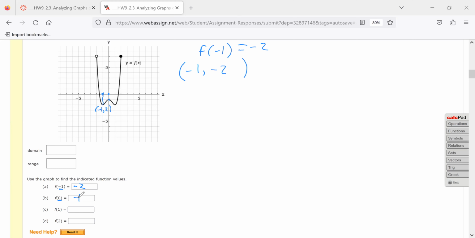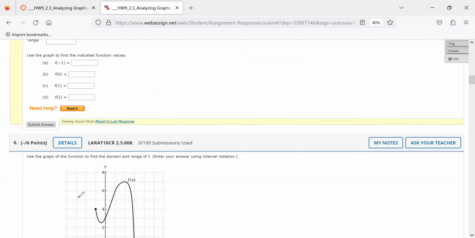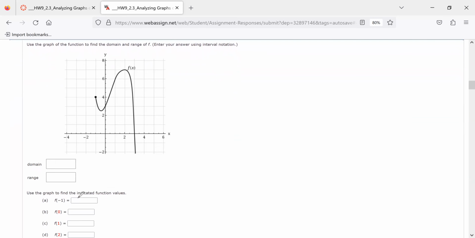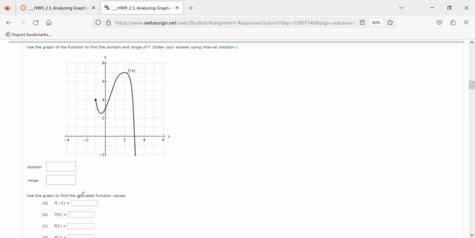Okay. So if this is okay, let's go ahead and move on then. I don't think there's any other parts on this guy. This is the same type of question. Let's just do the domain real quick and move on. What's the lowest x value?